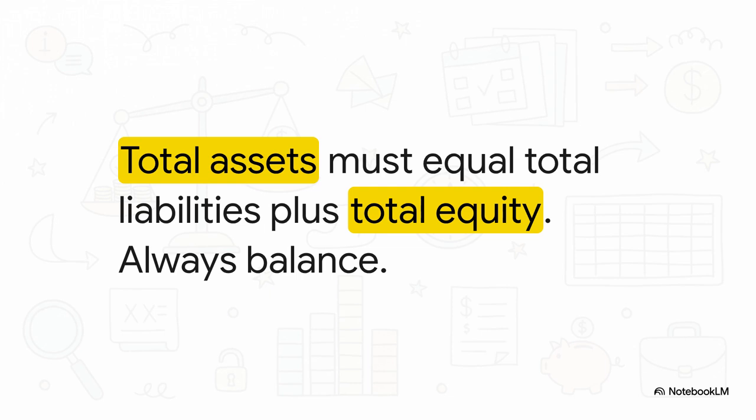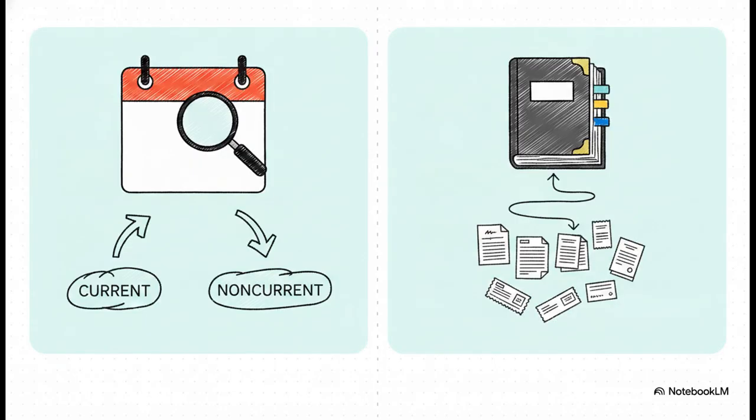I know it sounds super basic, right? But listen, this isn't just a friendly guideline. It's a hard structural requirement. If it doesn't balance, you literally have to stop everything you're doing and find the error immediately. You should never, under any circumstances, present a broken balance sheet to management or to auditors. It's just a non-starter.